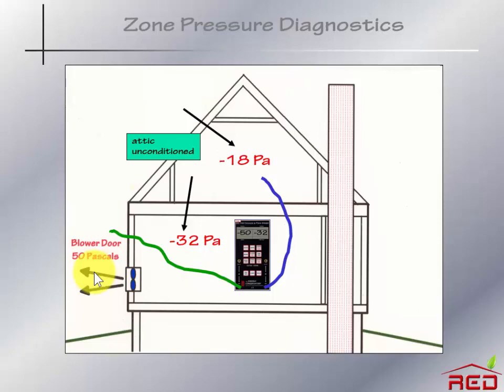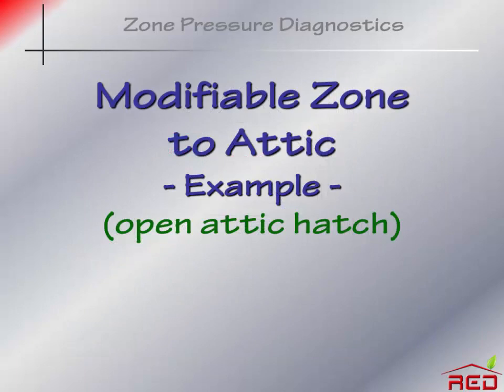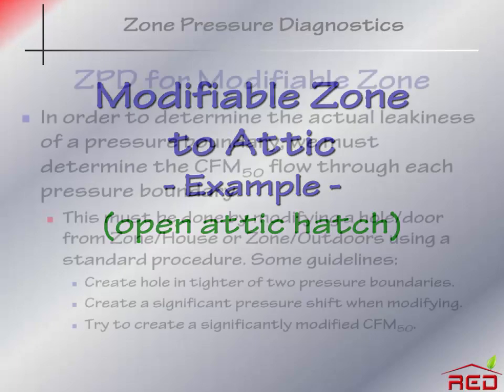We're now going to go through a modifiable zone example using the Residential Energy Dynamics tool. This example will be to the attic, using the attic as a zone. This is very common, and what we will do is open an attic hatch. We could just as well open a door at the top of a stair that goes to an attic.